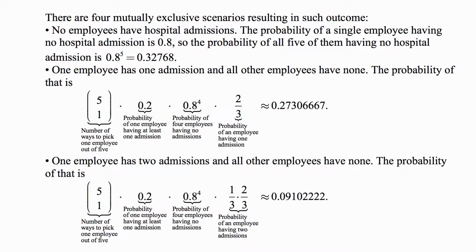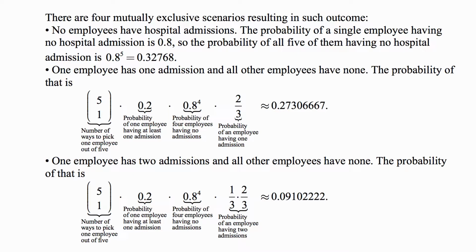The second scenario is when 1 employee has 1 admission and all other employees have none. The probability of this is: there are 5 choose 1, or 5, ways to pick 1 employee out of 5. The probability of 1 employee having at least 1 admission is 0.2, and the probability of 4 employees having no admissions is 0.8 to the 4th. And 2/3 is the probability of an employee having 1 admission exactly, because the number of admissions for a given employee follows a geometric distribution. So 1 exactly means you try once and you succeed, and the probability of success is 2/3. You multiply this out, and this is approximately 0.273066667.